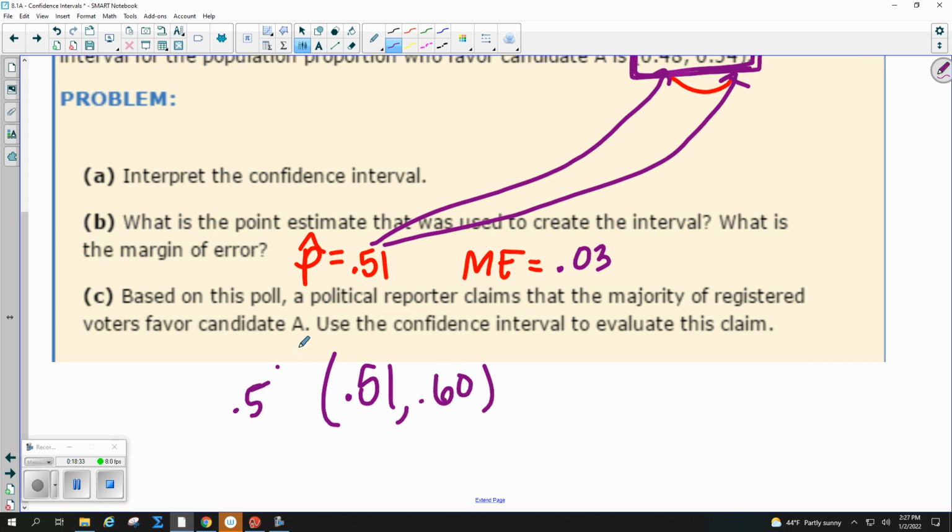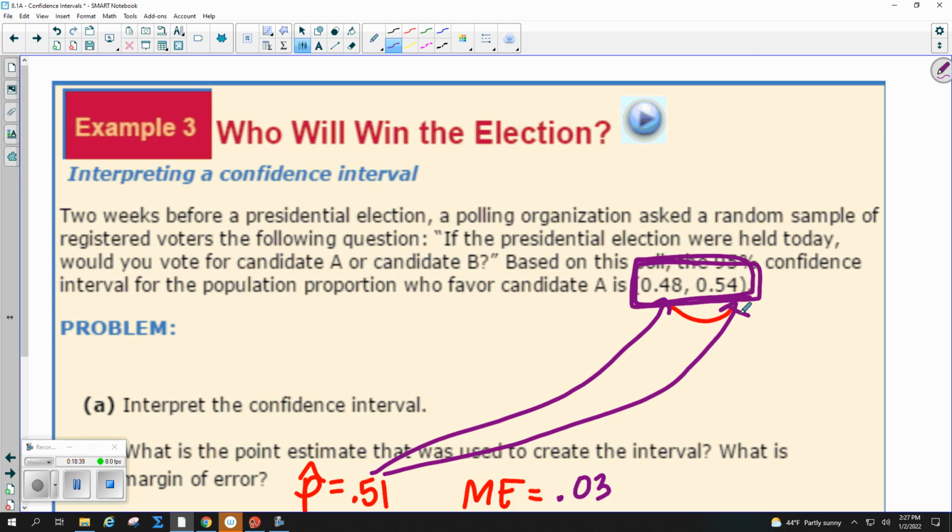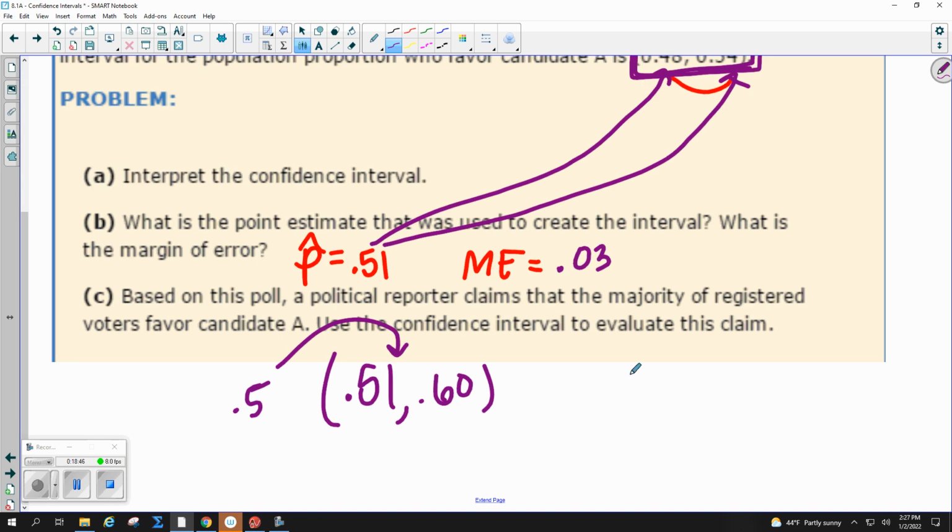The only time you could say a majority is if the entire interval is above 50%. Then you could say, yep, a majority favor candidate A. But we don't know for sure if the true proportion is 0.48 or 0.49 or 0.54. So as long as the whole interval is above, you could say yes. Otherwise, we need to say no.